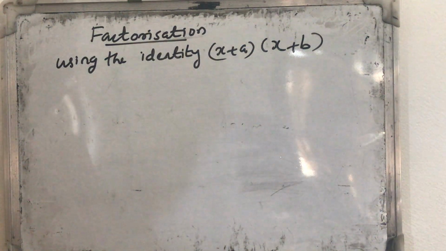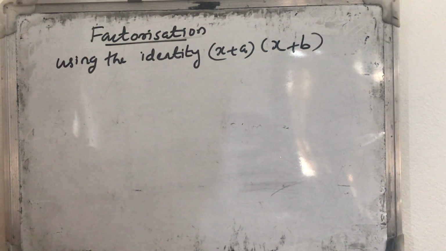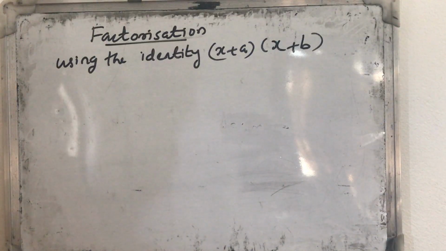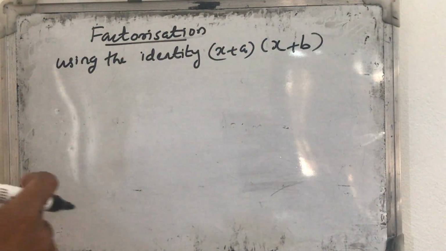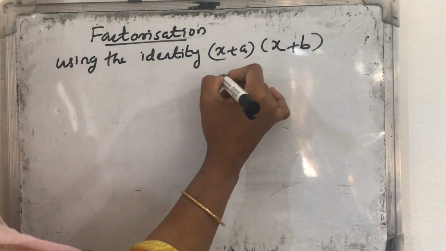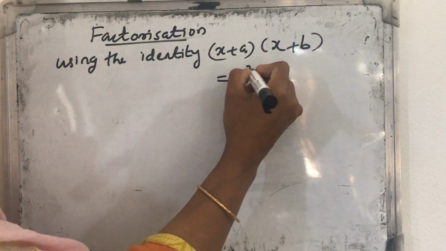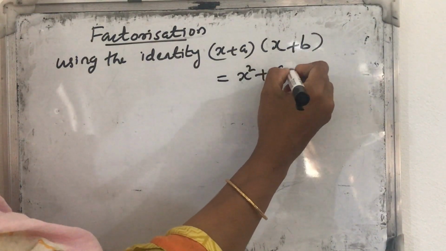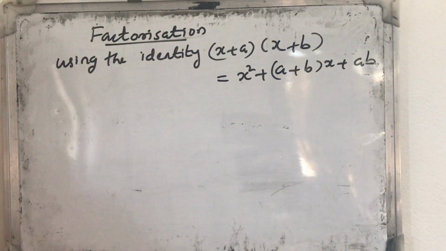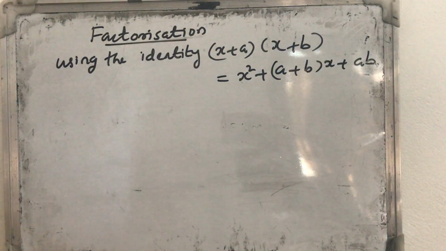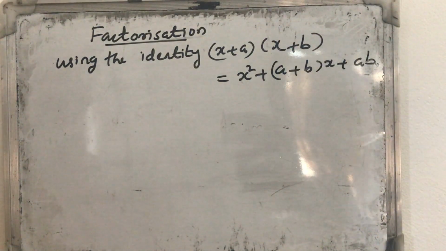Good morning all of you. Today we want to discuss how we factorize the given algebraic expression using the identity (x + a)(x + b). We know the right-hand side of (x + a)(x + b) is x² + (a + b)x + ab. Using that identity, how can we factorize the given algebraic expression?